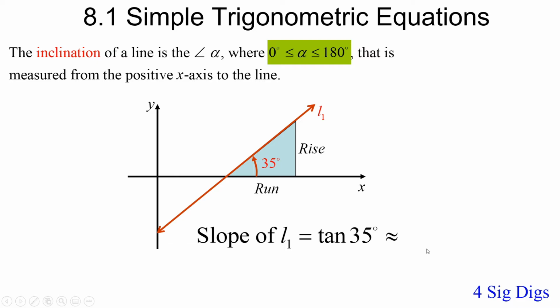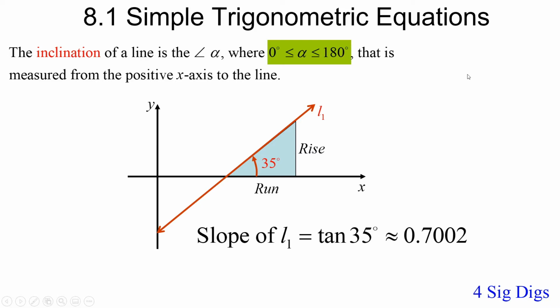Okay, so it looks like I want this one in 4 sig digs right here. So let's go 0.7002. And there it is right there. Now I'd call that 7/10 so I could really see it. So to get from this point to this point, I am rising 7 and I am running 10 approximately.